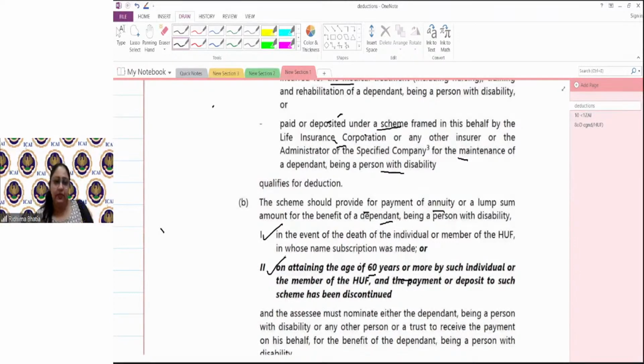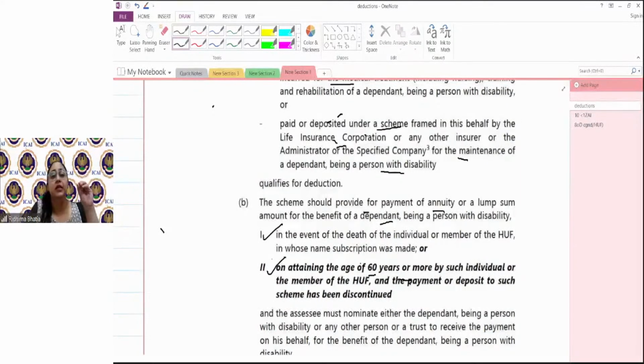So either a scheme where till the age the assessee attains 60 years, he's contributing and then it is stopped, usse bhi kuch money milega, that would also qualify to be an eligible scheme. Now this is the amendment which is actually applicable to you, and you should understand it properly. Okay, so back to the concept.